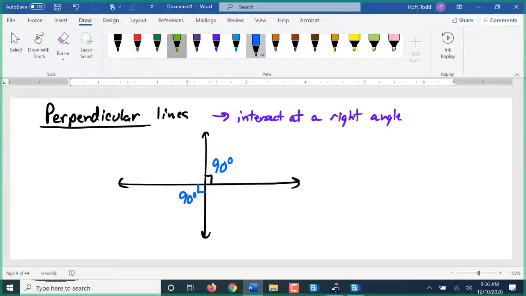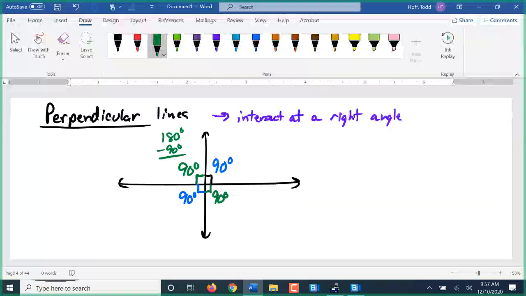Well, this angle here has to be a supplement. Well, 180 minus 90 is 90 degrees. This is vertical to that one. It's also 90 degrees. When two lines intersect, to be perpendicular, or if two lines intersect to make one right angle, all four of the angles formed have to be right angles. They all have to be 90 degrees.